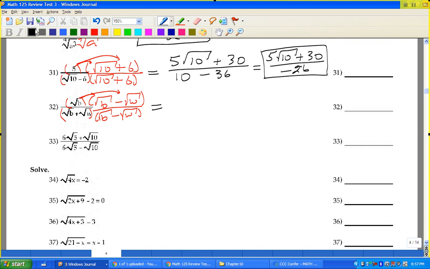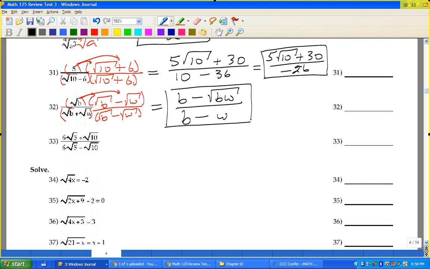Rad B times rad B is B. Rad B times rad W is rad BW. Again, this is a product of the sum and difference of two terms. So rad B squared is B, rad W squared is W. And so I've rationalized the denominator. Any questions about that?